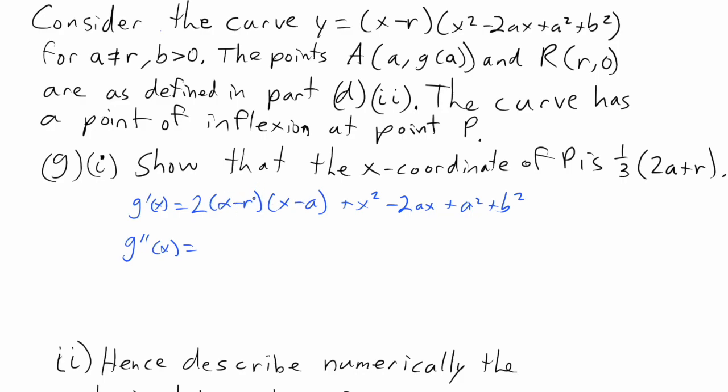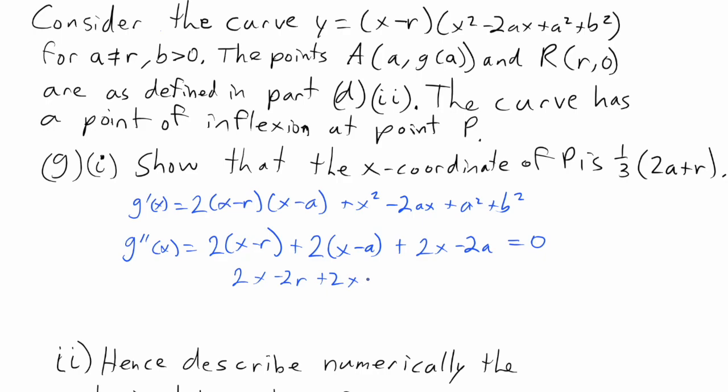Let's use product rule. So 2x minus r times the derivative of that is just 1. And then if we get the derivative of this, it's just 1. So we're going to have this as the derivative, and it's going to be 2x minus 2a, and these are constants, so they cancel. We need to set that equal to 0 and solve for x. So we get 2x minus 2r plus 2x minus 2a plus 2x minus 2a equals 0. And solving for x, we got 4x.